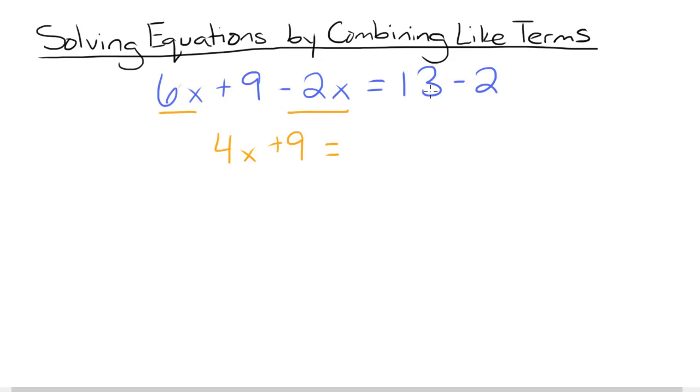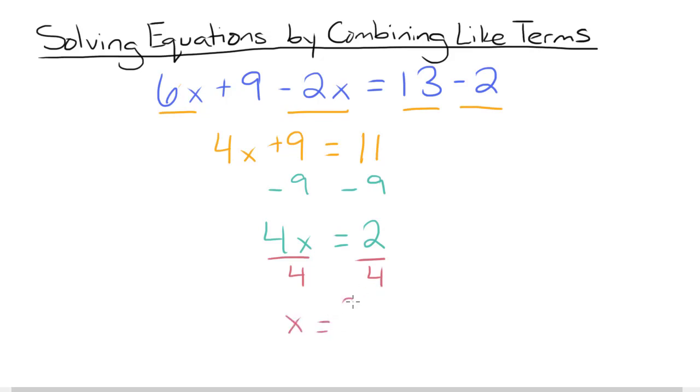Then on the right side, our like terms are 13 and negative 2. 13 minus 2 is 11, so we combine those like terms to get 11 on the right side. Now we solve by subtracting 9 on both sides. So we have 4x equals 11 minus 9 is 2. And we solve for x by dividing both sides by 4.